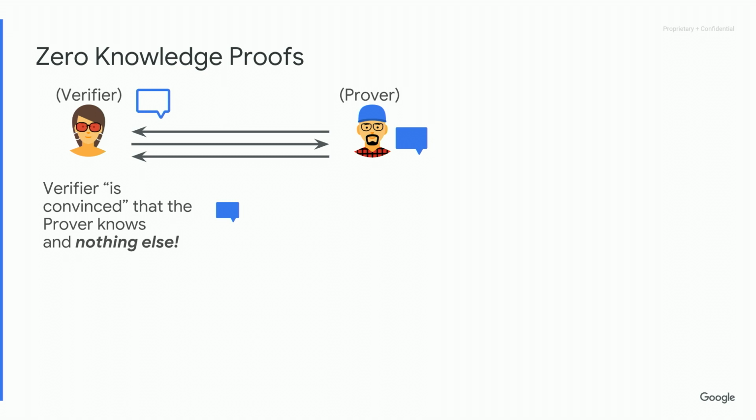So they can talk to each other, and at the end, the verifier can come away with some confidence saying, aha, yeah, I agree that Bob knows the blue value, but she doesn't know what the blue value actually is. She just knows that he knows some secret that corresponds to the public value that she has.